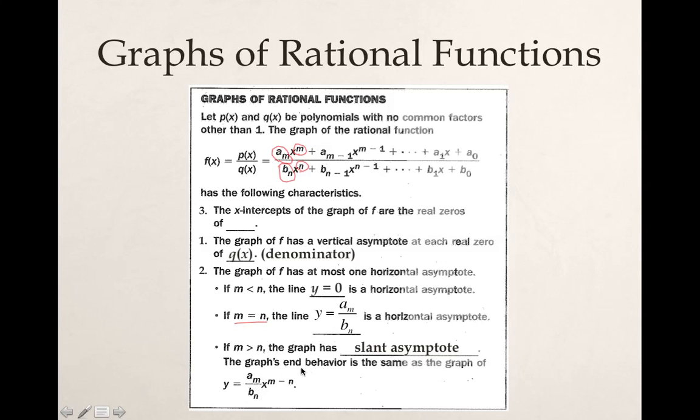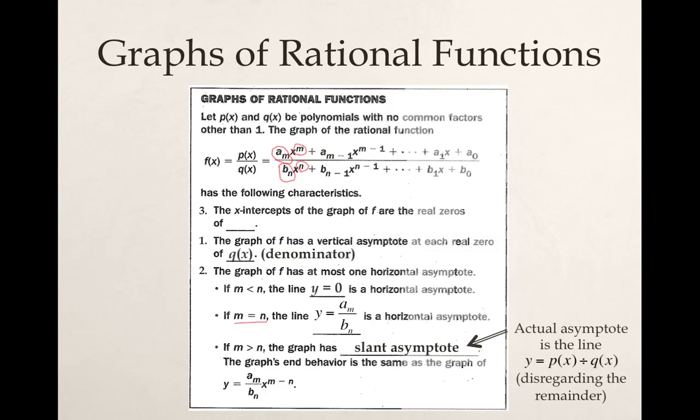Now they talk about the graph's end behavior in this case, but we're not going to worry so much about that. Instead, what we want to know is that the actual asymptote line when this happens is the result of dividing the p of x by the q of x. And then we're going to disregard the remainder because it's not going to affect where the line is very much anyway. This is particularly easy to do if the q of x in our denominator is linear, because then we can use synthetic division as our way of dividing.